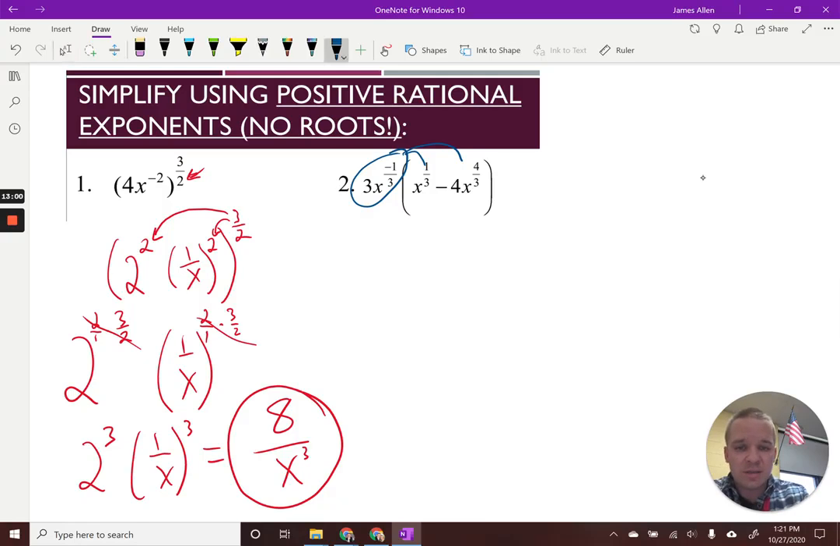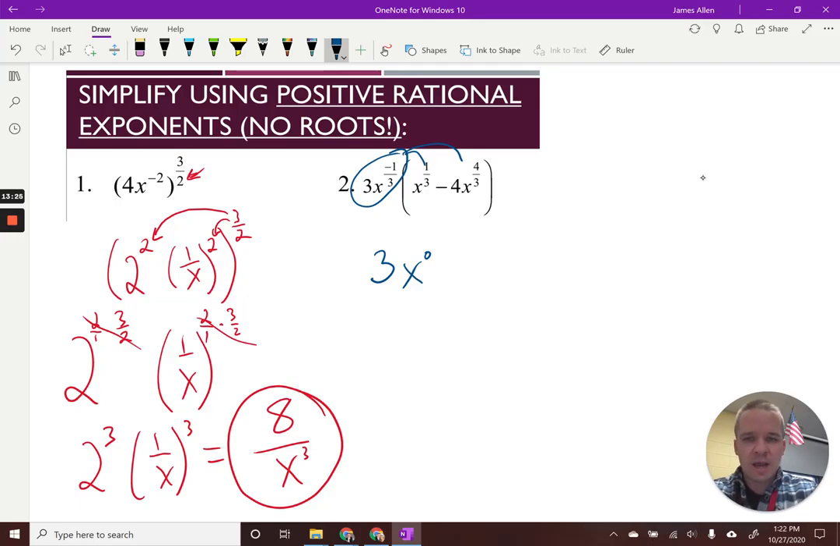So what I'd end up having is 3, and let's be careful. I have x to the negative 1/3 times x to the 1/3. What do I do with exponents when I'm multiplying like bases? We are going to add our exponents. So what's negative 1/3 plus 1/3? That's 0. Boom.